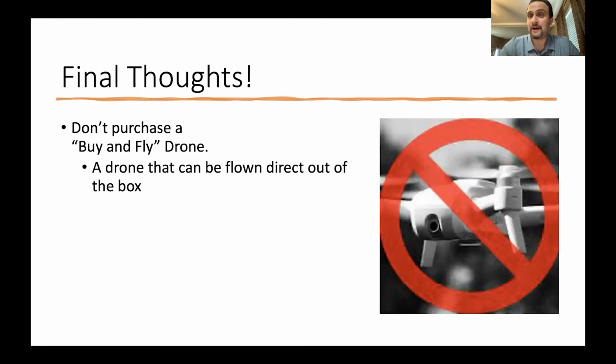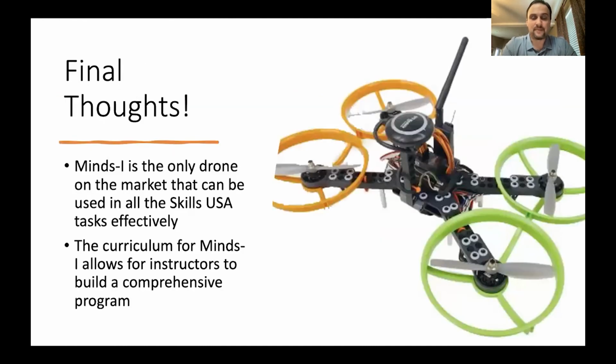Because when they say they can use it for the competition, what they really mean is they can use it for the flight portion of the competition. And that's not good enough for you. It's hard to build a program off of that. You want the equipment that you need for your competition. Last thought, Mind's Eye is the only drone on the market that can be used in all the Skills USA tasks effectively. If you use this one and practice with it, your students can get up to 1,000 points, a perfect score, versus anybody else, where you can do some tasks, but not the others.